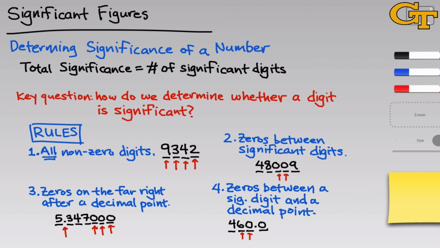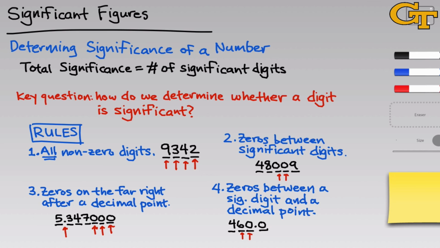So for example, 460.0. In this case, the 0 before the decimal point, the one with the red arrow underneath it, is considered significant. It falls between a decimal point and the 6. Another way to think about this is that it falls between the 0 after the decimal, which is a significant digit, and the 6, which is of course significant. So that 0 in the middle is significant.